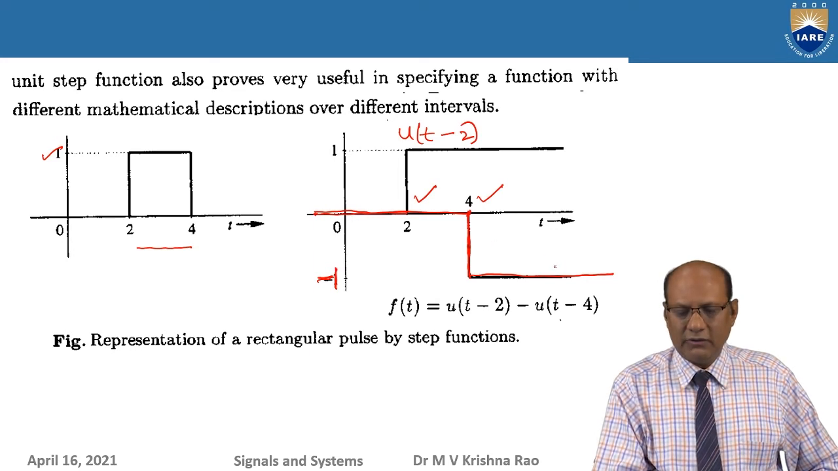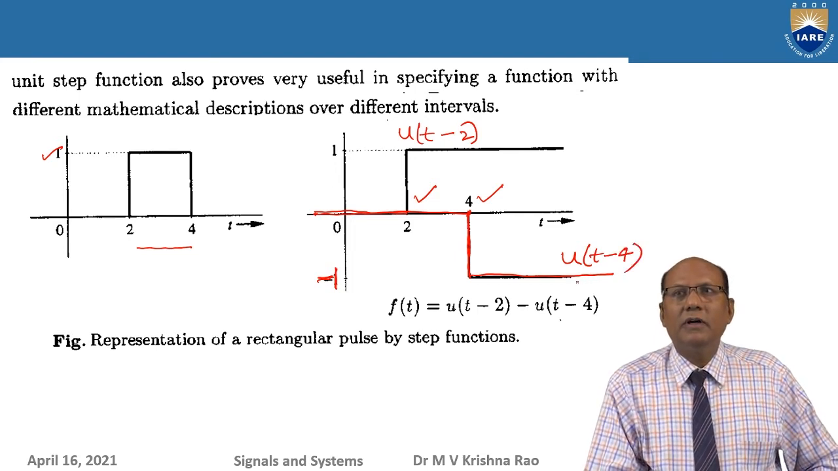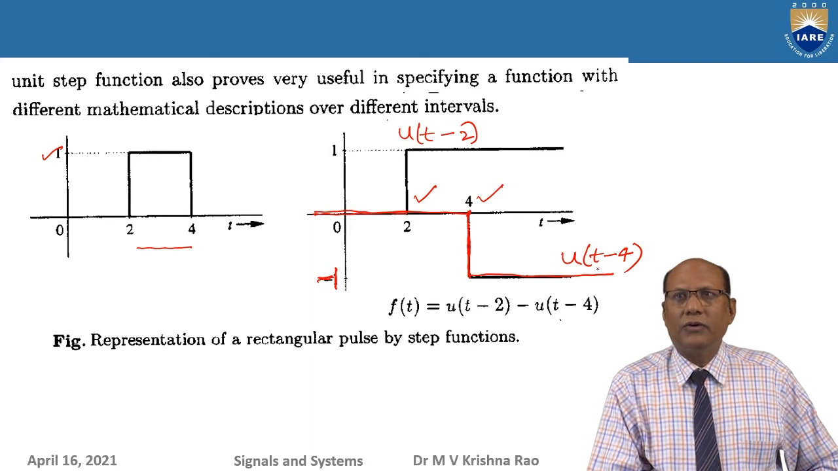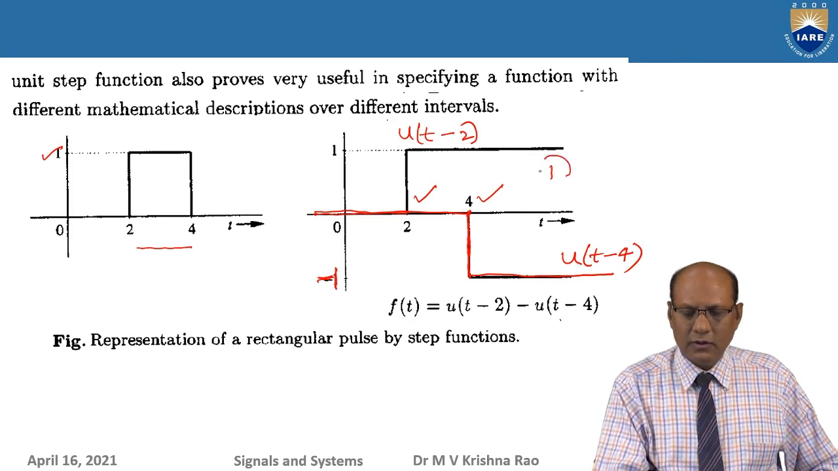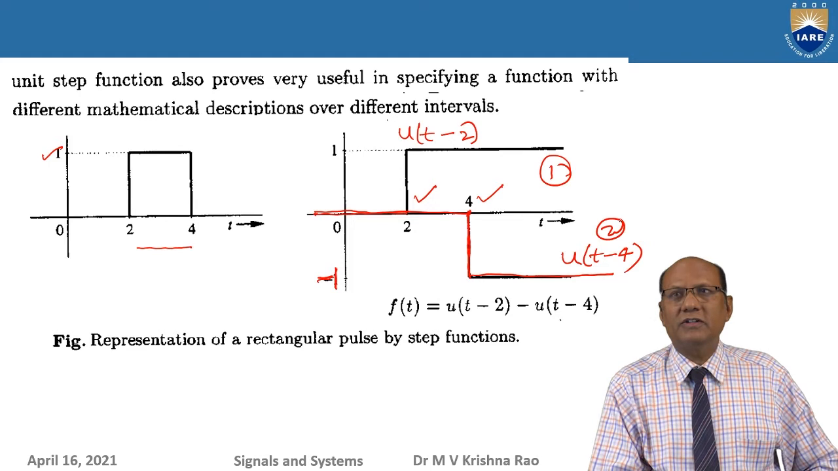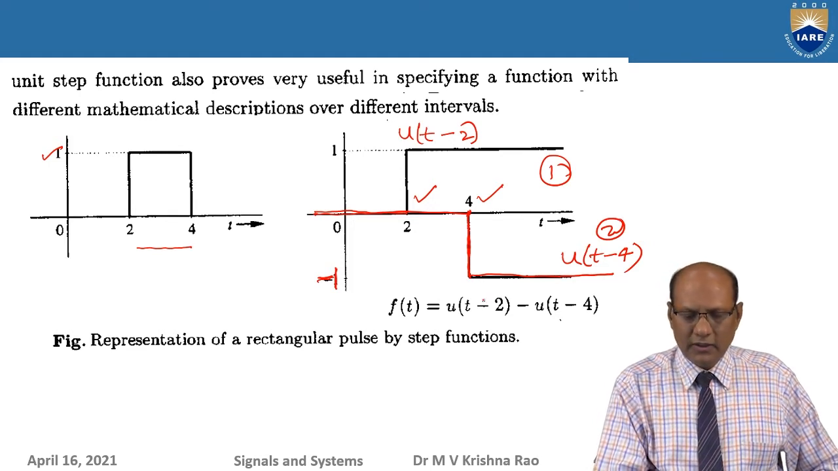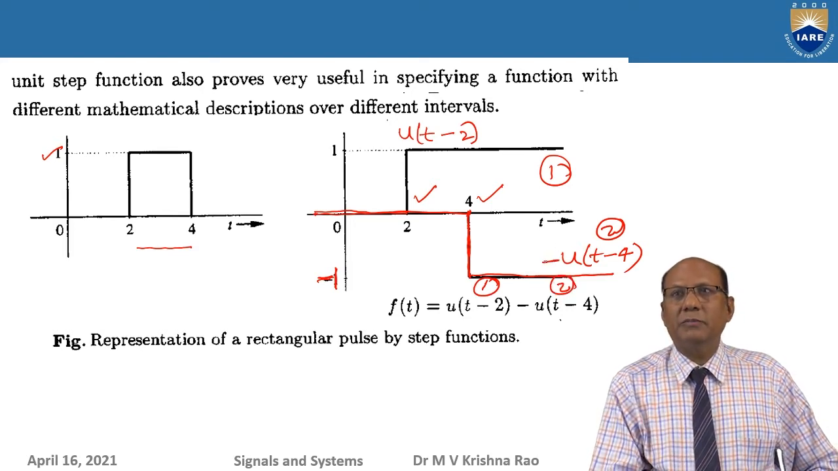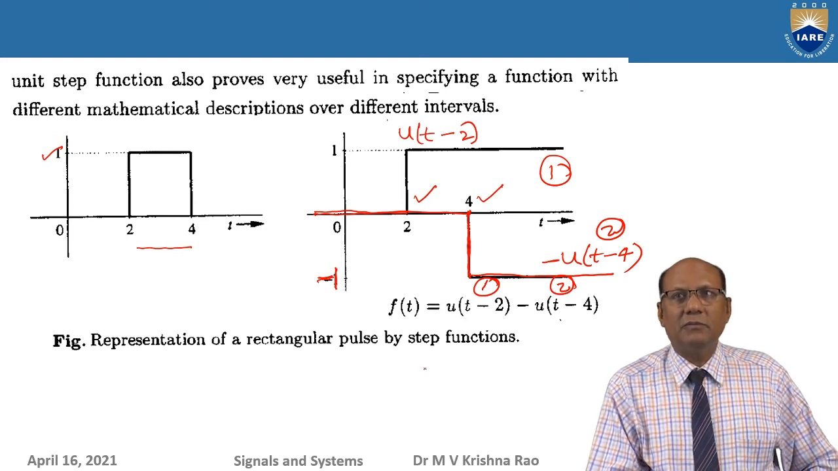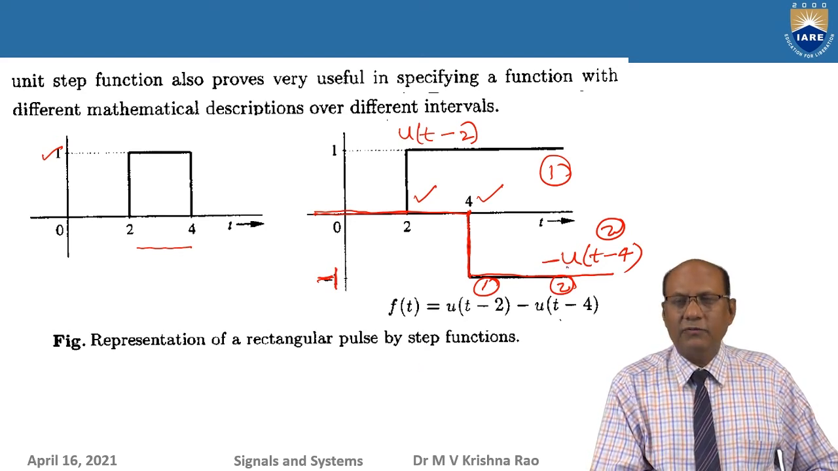The unit step function starting at 4 units can be represented by u of t minus 4, delayed by 4 units, but of course with sign inversion also there. Now you add these signals. This is the first one, this is the second one. If I write 1 plus 2, because of the minus sign, I will get minus u of t minus 4.